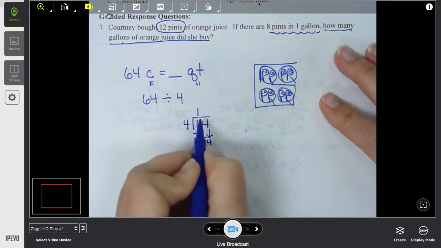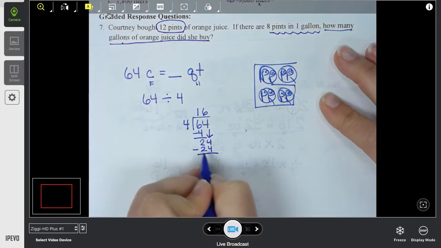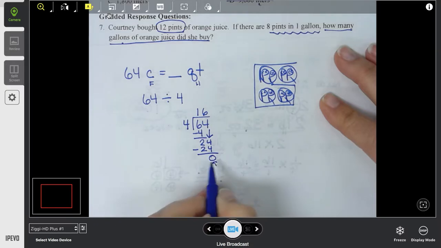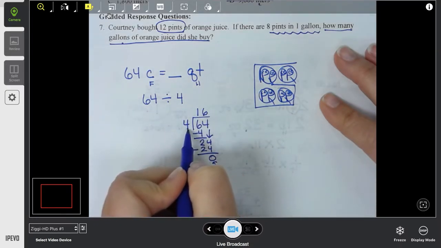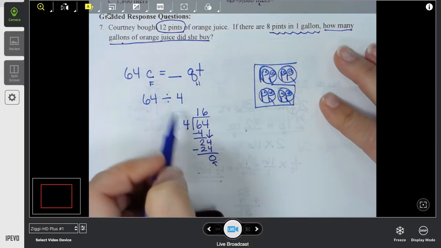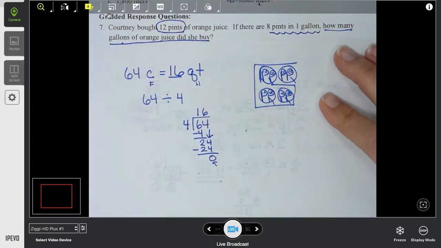4 goes into 24 6 times. 6 times 4 is 24. Subtract, oh good, I have none left over, so I don't have to worry about fractions or decimals. I can get 16 sets of 4 out of these 64. And since a set of 4 cups makes a quart, that makes 16 quarts.